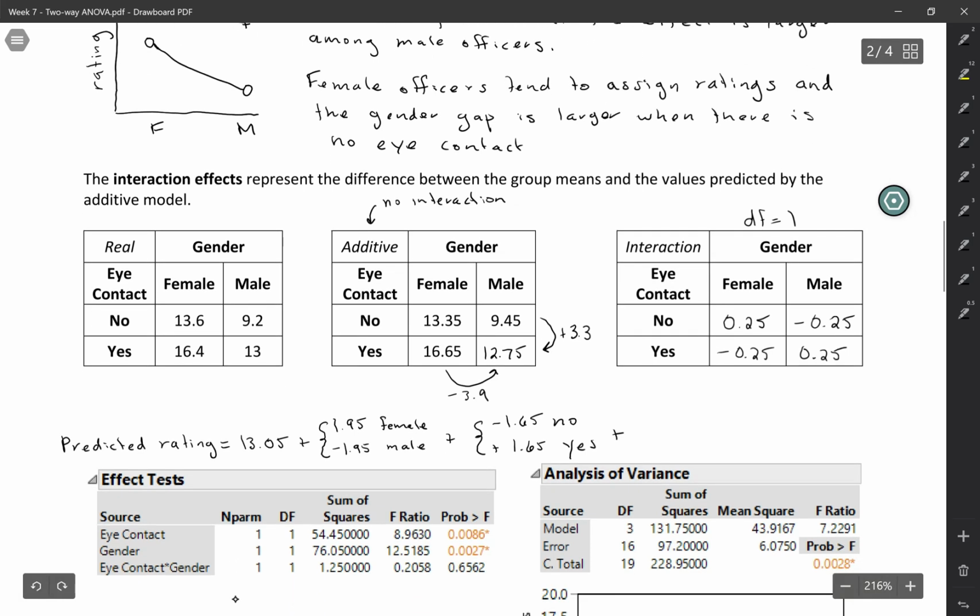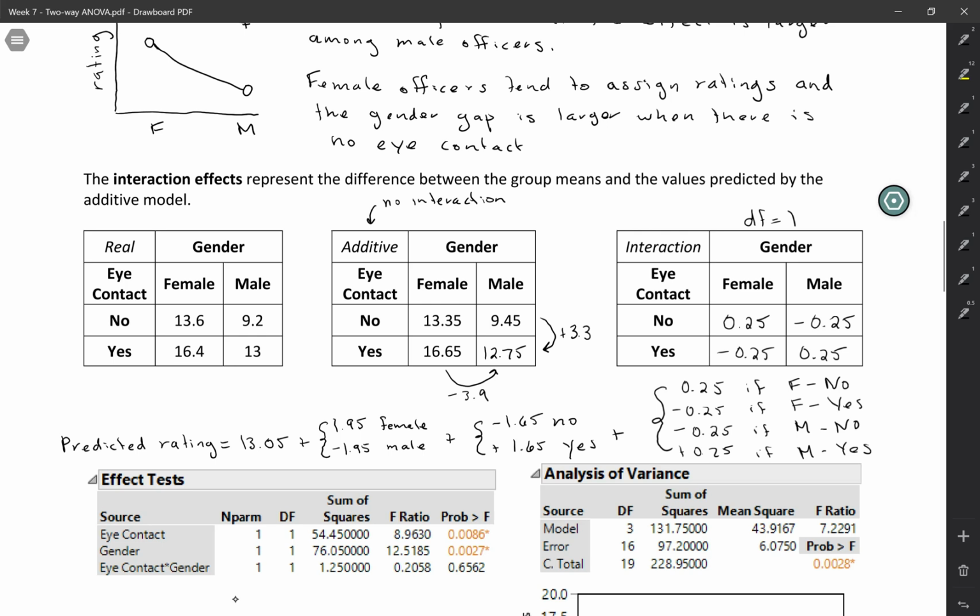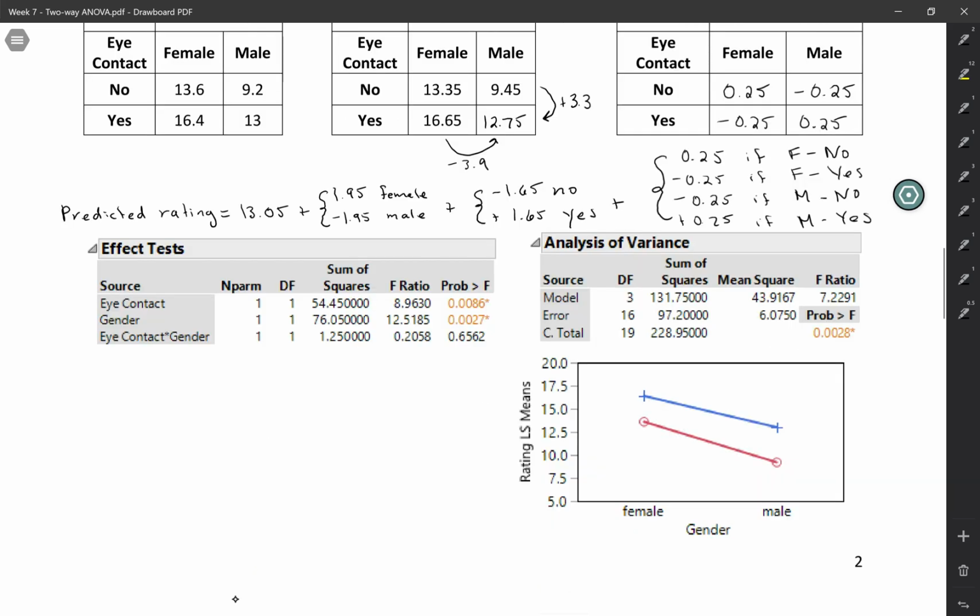All right, so let's add that to our model. The way that it's written right now is the additive model because you have a gender effect and an eye contact effect and they're totally separate. But we're going to modify that with an interaction term. So we're going to add 0.25 if we're talking about a female officer who saw no eye contact. We're going to subtract 0.25 if it was a female officer who saw the photo with eye contact, minus 0.25 for male and no, and plus 0.25 for male and yes. So basically we're starting off with our additive model, but we're making these little adjustments in case there's an interaction. Just intuitively, it seems like these are pretty small adjustments.